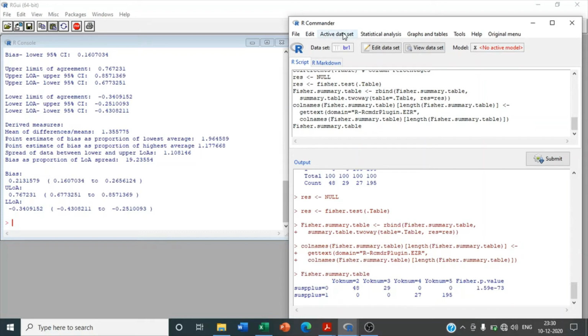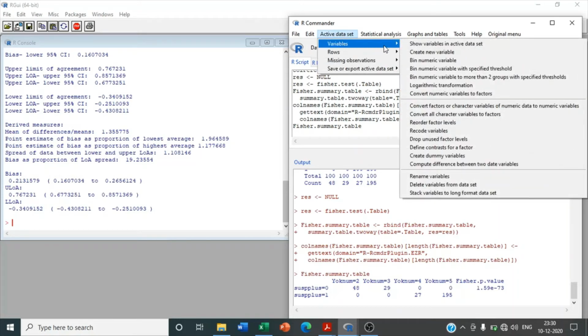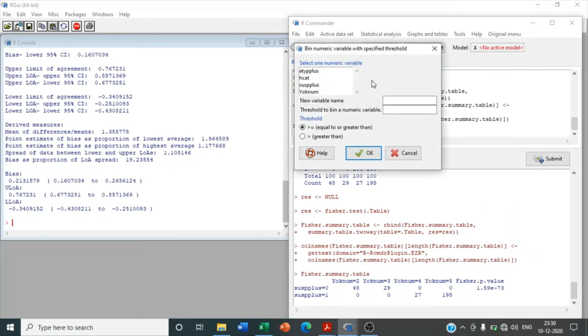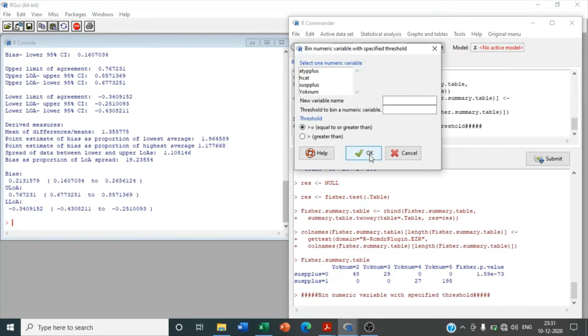A third threshold would be taking just the malignant cases as malignant. Let us again do the same thing, variables, bin numeric variable with specified threshold, put it as mal plus, equal to or greater than 5.